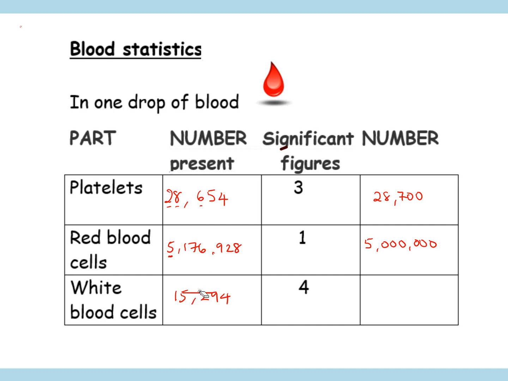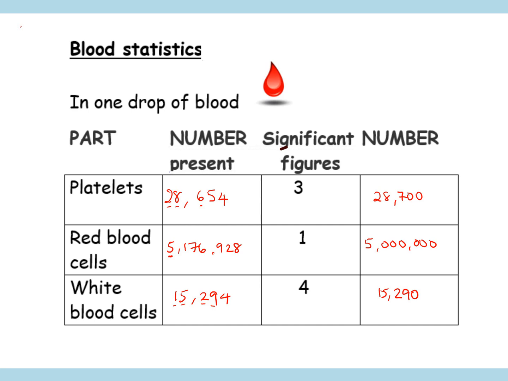White blood cells, the number present was 15,294. Sorry, it's just drawing a line. And I want this to 4 significant figures. So 1, 2, 3, 4. And because that number 4 isn't 5 or larger, then we say this is 15,290.